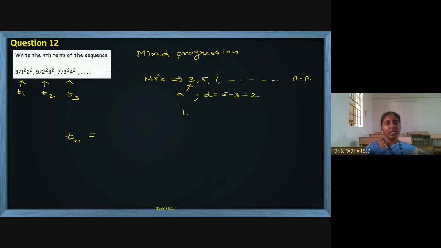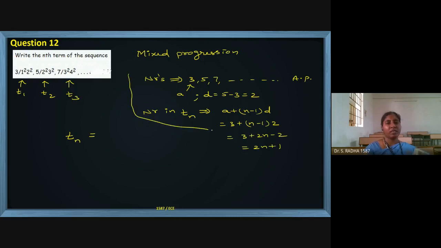Now, what will be the numerator in the nth term? It is a plus n minus 1 into d, because the numerator is following an arithmetic progression. So I am using the formula for the nth term in arithmetic progression, with a value 3 and d value 2. If you operate, 3 plus 2n minus 2, it is 2n plus 1. 2n plus 1 is the numerator in the nth term.